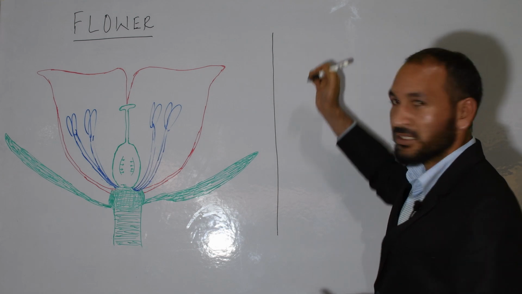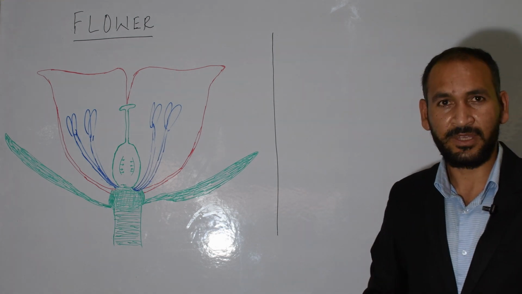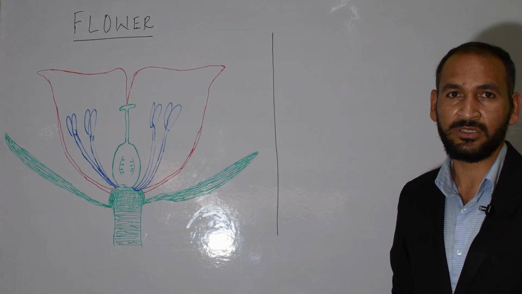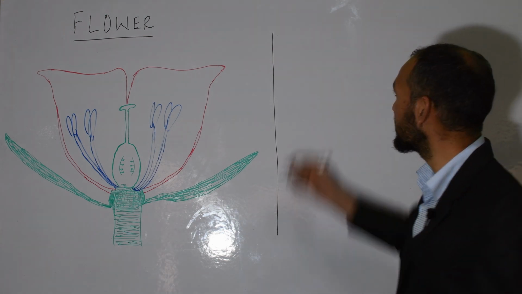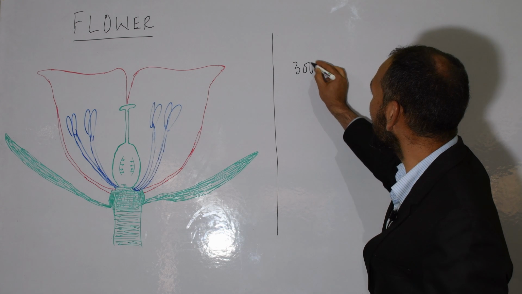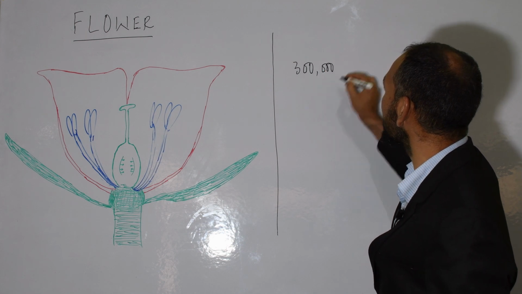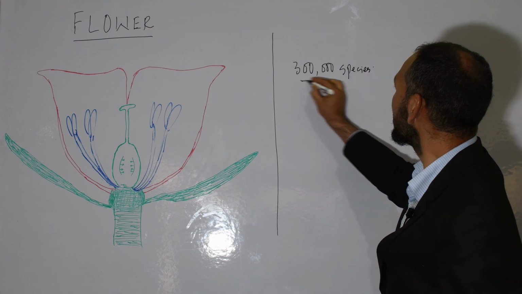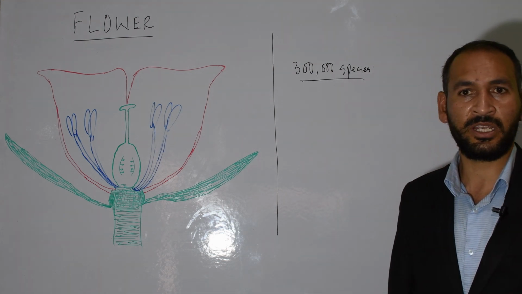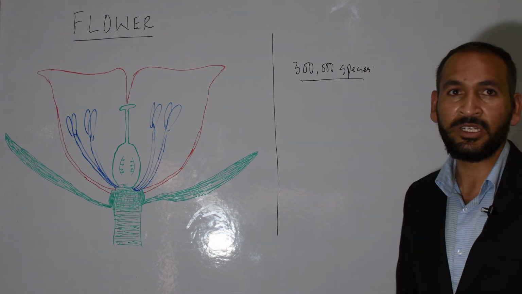If you see these flowering plants, these are the most diverse, the most abundant plants that you see on this earth. There are around 300,000 species of these plants on earth. So these are the most dominant plants.